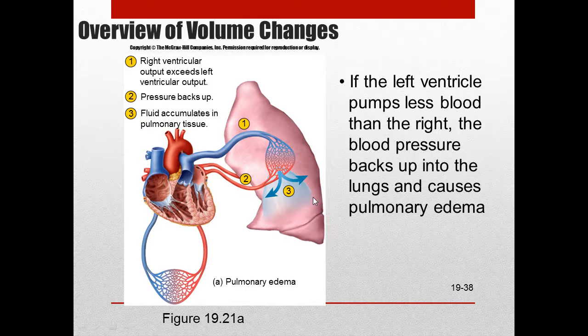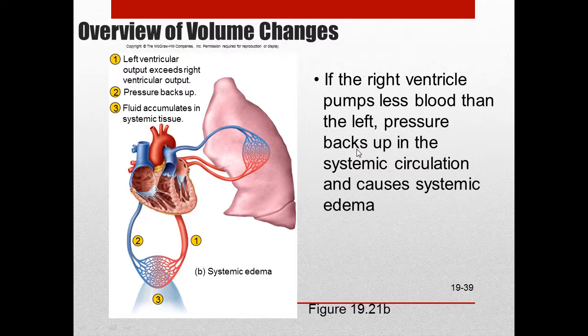Now we have, in the blood, this is another overview of the volume changes. Now if the left ventricle pumped out more blood than the right, blood would accumulate in the systemic system and cause hypertension and edema there. Now if we have fluid accumulation in either of the circuits due to ventricular pumping insufficiency, it will cause congestive heart failure.